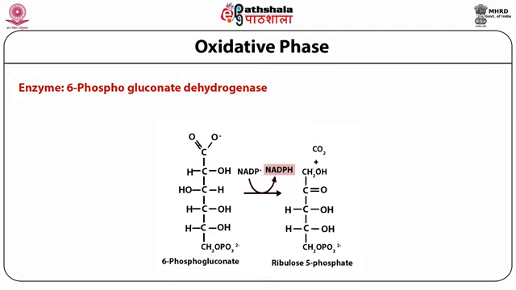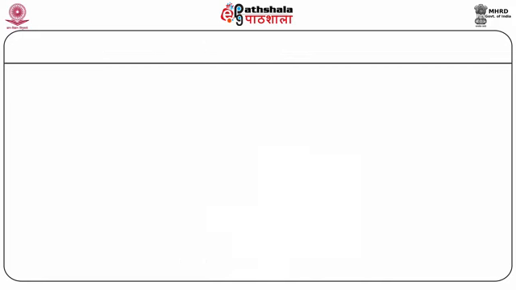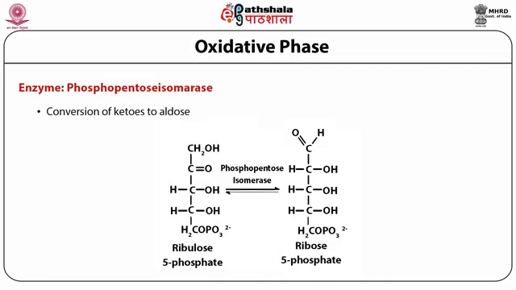6-phosphogluconate dehydrogenase carries out the conversion of a 6-carbon skeleton to a pentose with oxidative decarboxylation. The C1 carboxylate is removed as the C3 position is oxidized to a ketone, making a 5-carbon ketose, that is ribulose. This is an example of an acid-base catalyzed reaction.